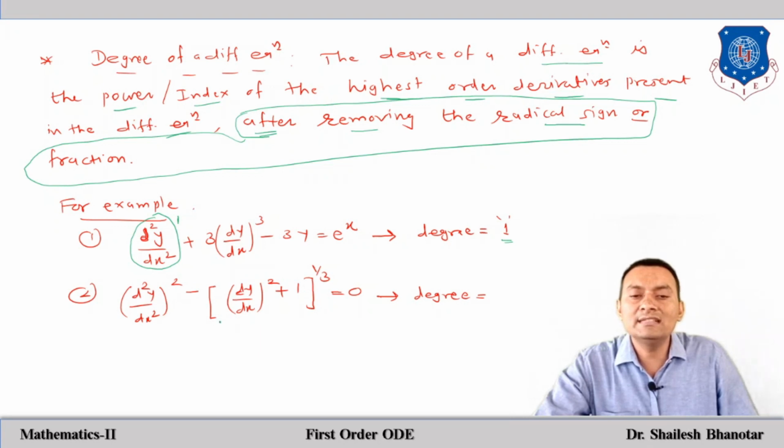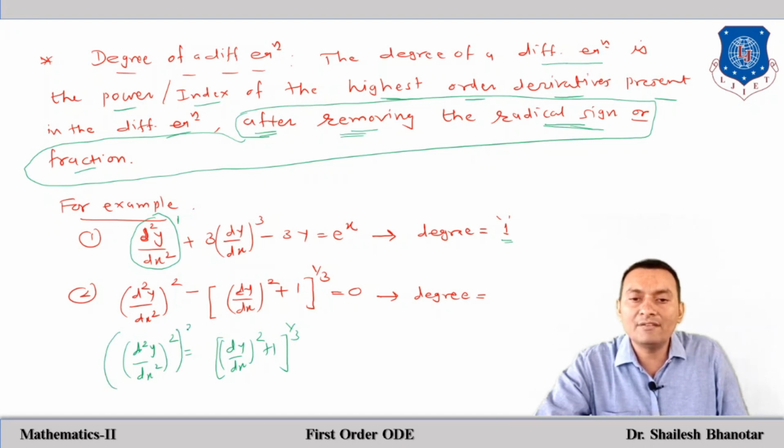But here you can see in the second term the power is 1 by 3. So it falls in a radical sign, or it can be a fraction. That means first we have to remove this radical sign or the fractional part. But how can we do it? We just have to take the power 3 on both sides. If I first write it this way and then take the power 3 on both sides, this is already given. Now I am just considering power 3 on both sides. So what will I get?